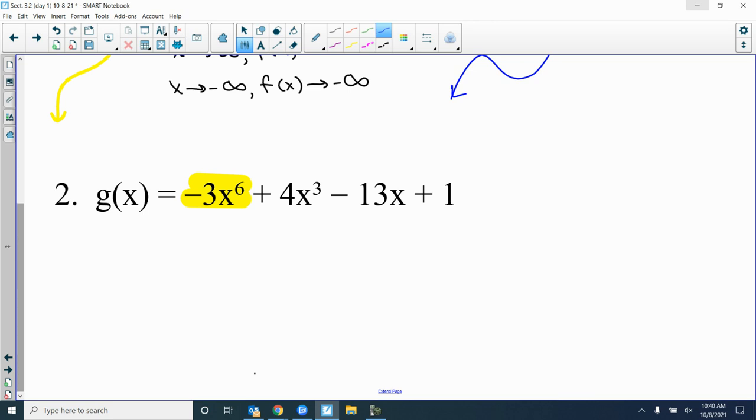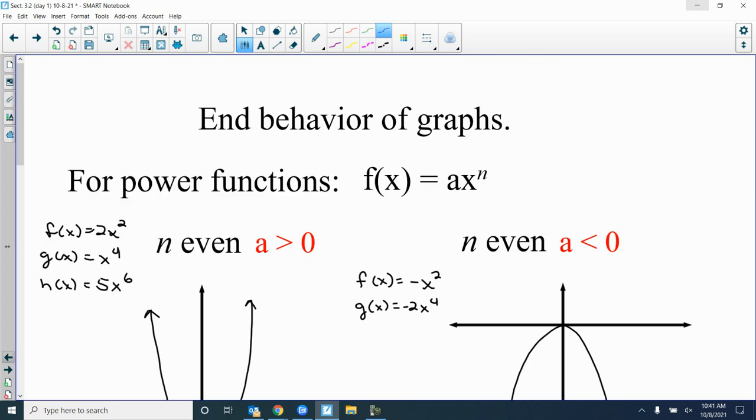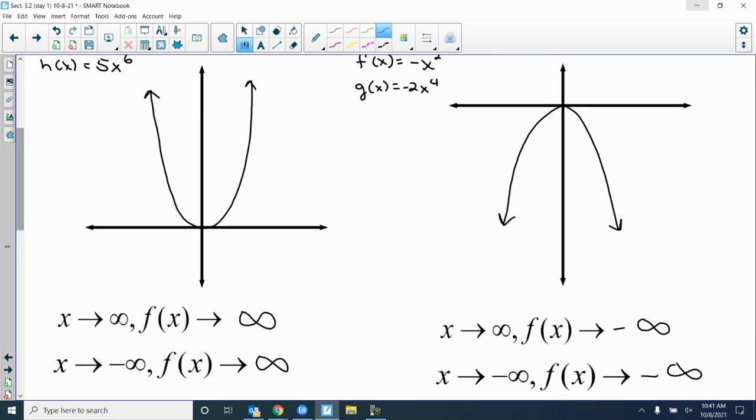Carter, you know the end behavior? I said as x goes to infinity, f of x goes to infinity, as x goes to negative infinity, f of x goes to infinity. Don't disagree, but what about that negative in front? So which way does an even power open if it has a negative in front? If that constant is less than 0, it's actually going to open what? Down. So it's going to open down.